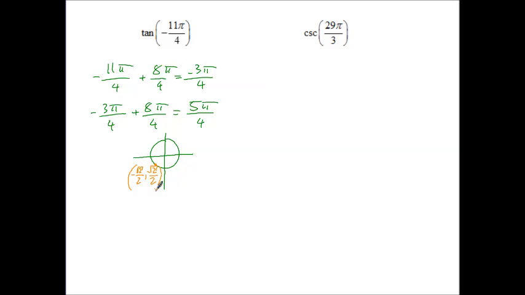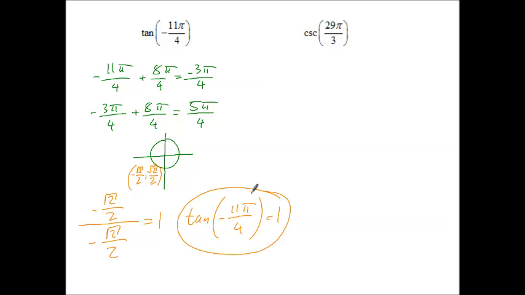We're supposed to find the tangent of this angle. The tangent is the y-coordinate over the x-coordinate. Negative square root of 2 over 2 divided by negative square root of 2 over 2. Anything divided by itself will give us 1. So that's the tangent of 5 pi over 4. But since 5 pi over 4 is a coterminal angle to the one that we needed, negative 11 pi over 4, the tangent of that one is also 1.